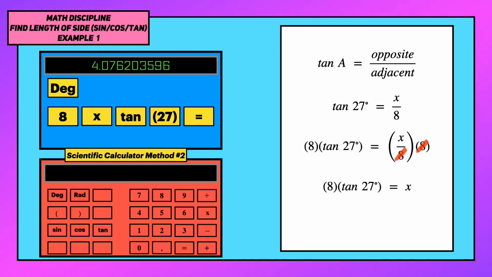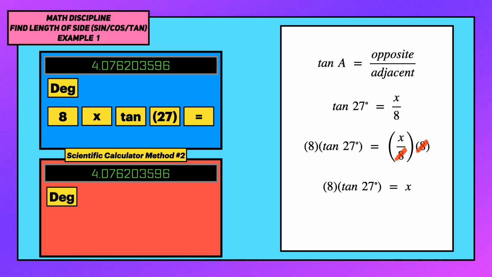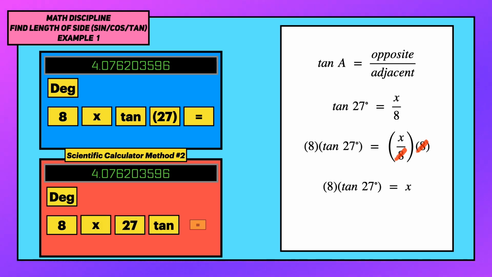Method number 2 is used on many calculators, including the scientific calculator on the iPhone. So if you are using an iPhone, this is the method you should use. First, make sure your calculator is in degree mode. Then enter 8 times 27 tangent equals, and your answer should be approximately 4.076. Once again, in degree mode, enter 8 times 27 tangent equals.